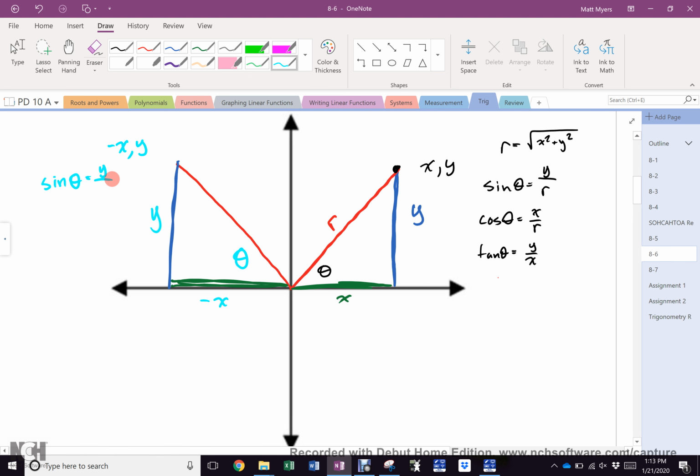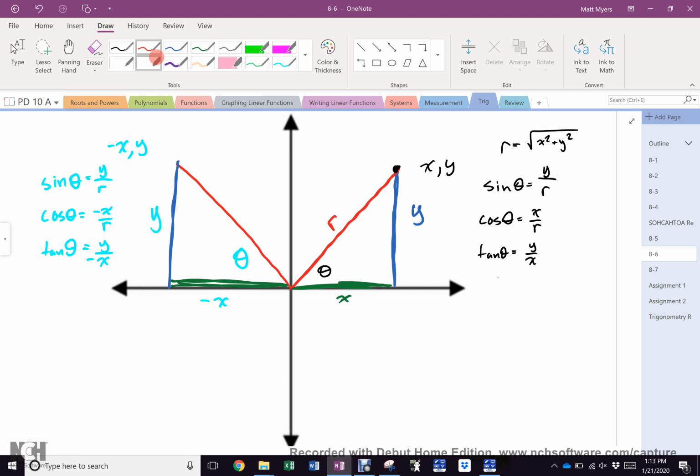Y over r is the sine. What is the cos of blue theta? Look again. Negative x over r. What is the tan of blue theta? Y over negative x. Interesting.